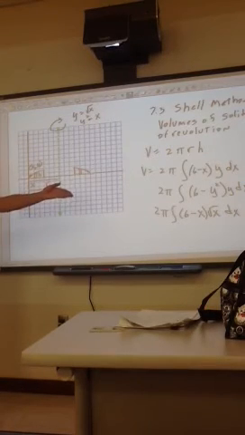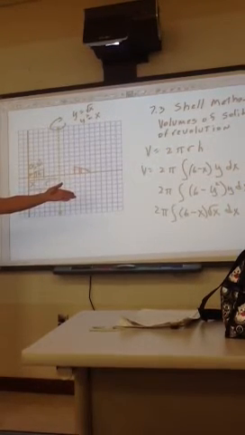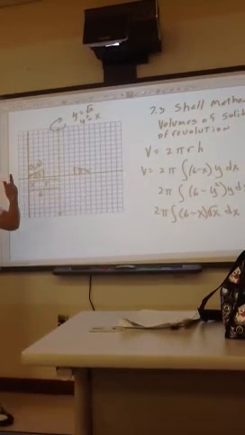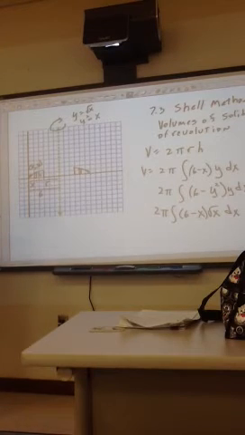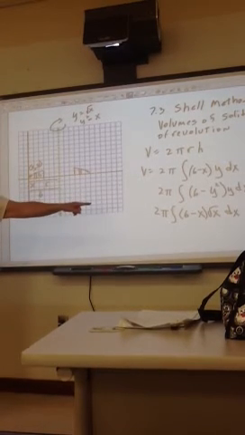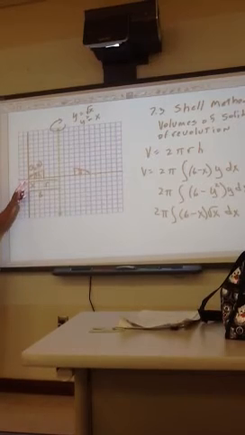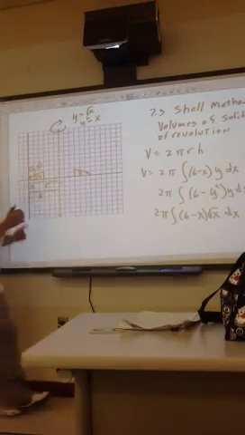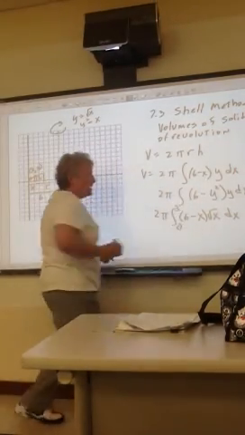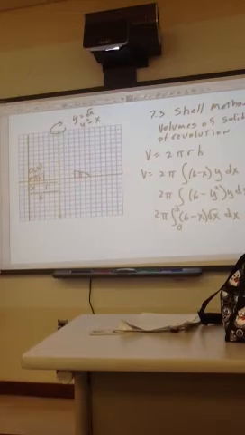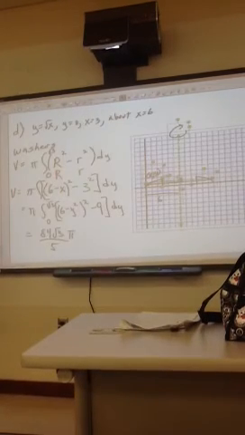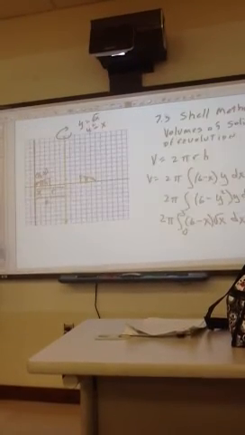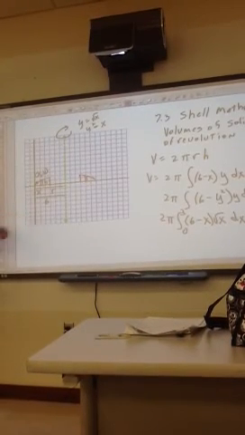Okay, limits of integration. Much easier than the last problem. 0 to 3. The square root of 3 was the y value, but we're now in dx's. And the x's start here at 0 and stop at 3. So 0 to 3. Now, isn't that prettier? Beautiful.